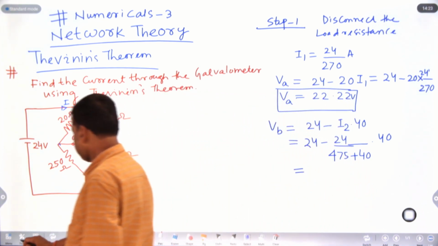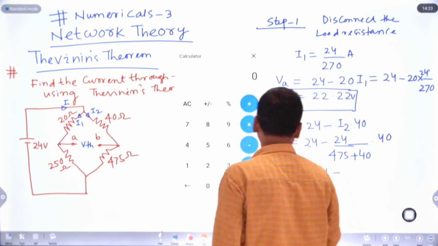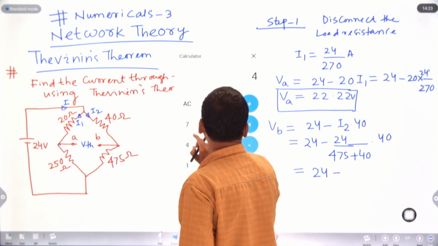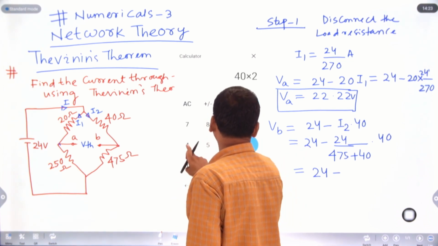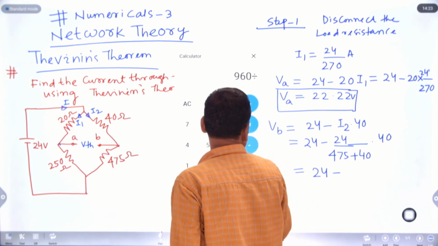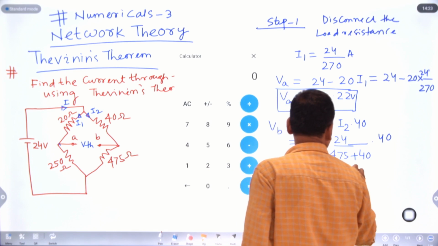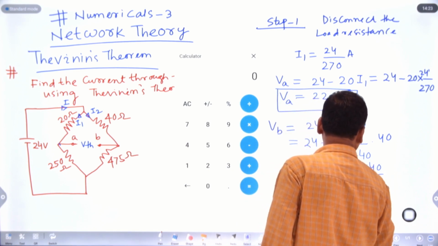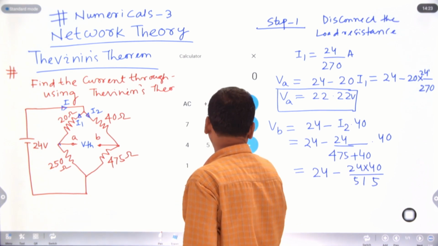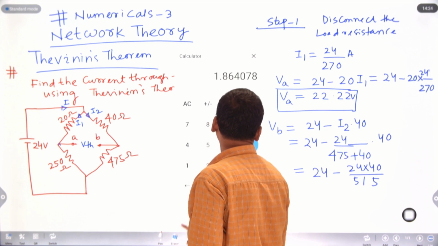So using the calculator, first of all, 24 into 40 divided by 515. So 24 into 40 equal to this one, divided by 515. The value will be 1.86.